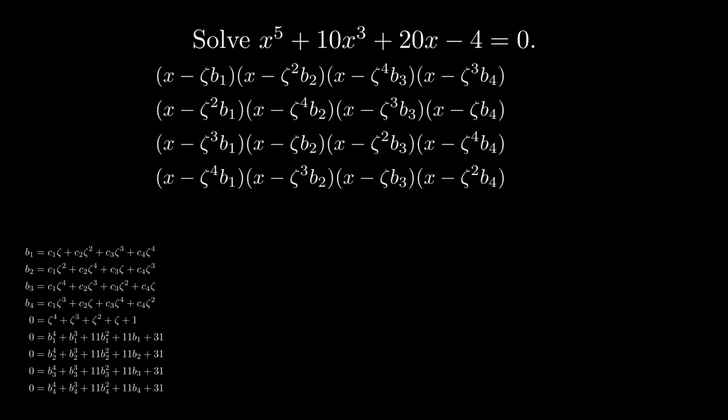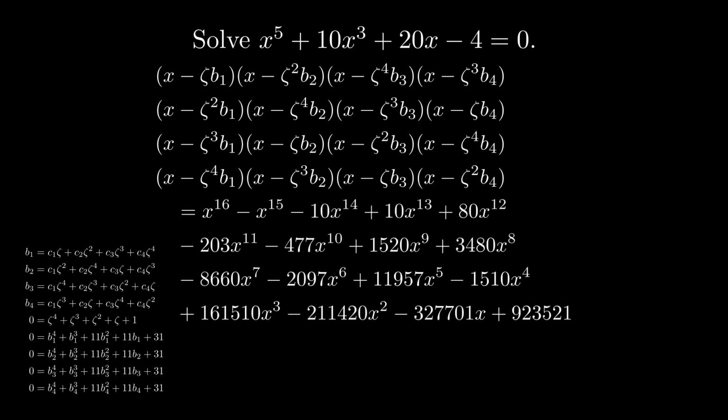This is better. The conjugates of zeta B1 are exactly these 16, even without any knowledge of any BI. And expanding it out, each coefficient is separately symmetric in all the BI, and symmetric in zeta through zeta to the fourth. So we can use the fundamental theorem of symmetric polynomials again to write down the polynomial here.